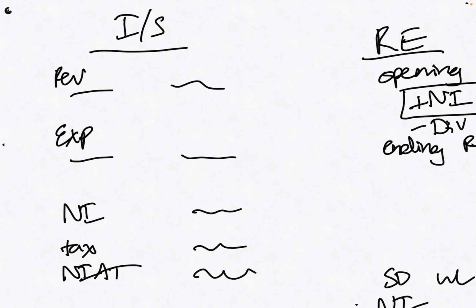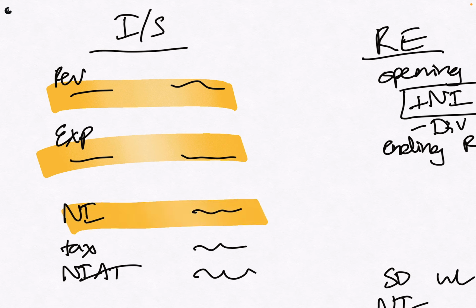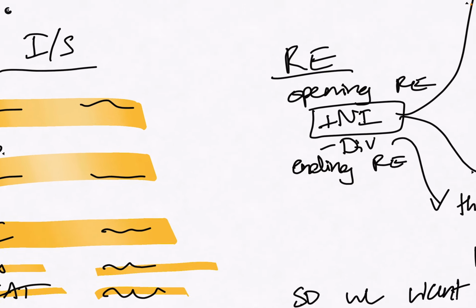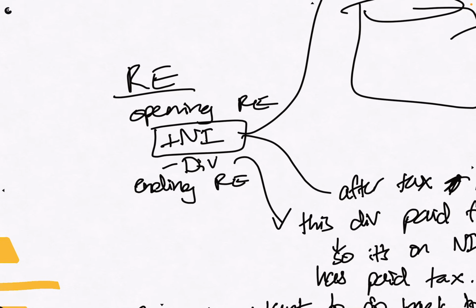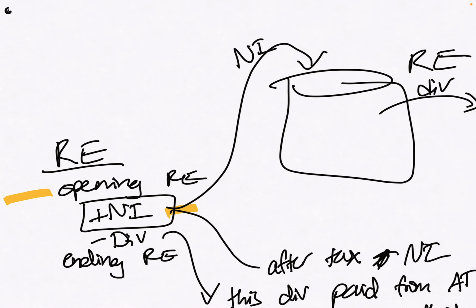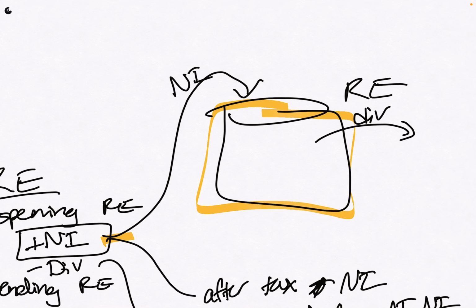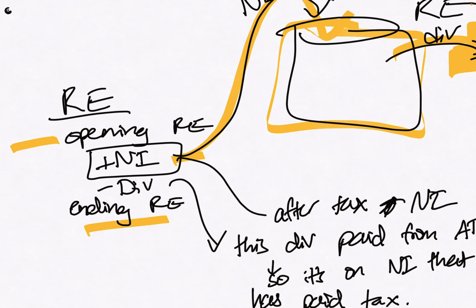So in our income statement, we have some revenues, we have some expenses, we get to some net income, and then we pay tax on it, and then now we have our net income after taxes. So now our retained earnings is made up of our opening retained earnings, and then we add in the net income. So we have this retained earnings box. The net income goes inside, and then we take out the dividends, and then that becomes our ending retained earnings.